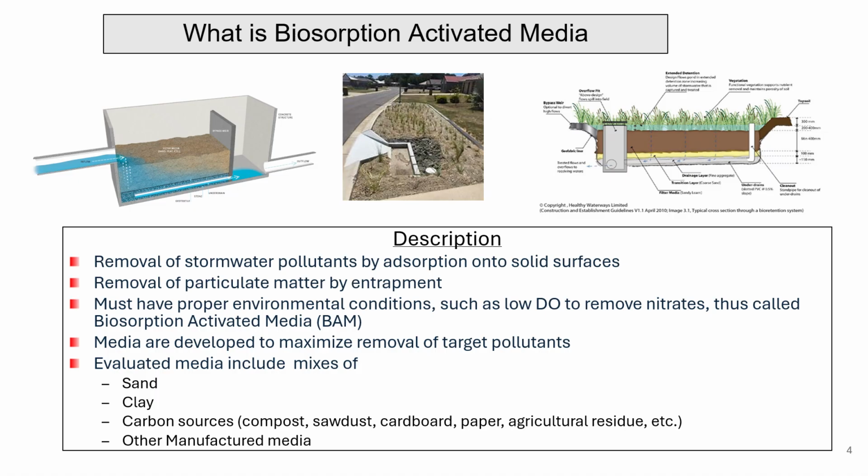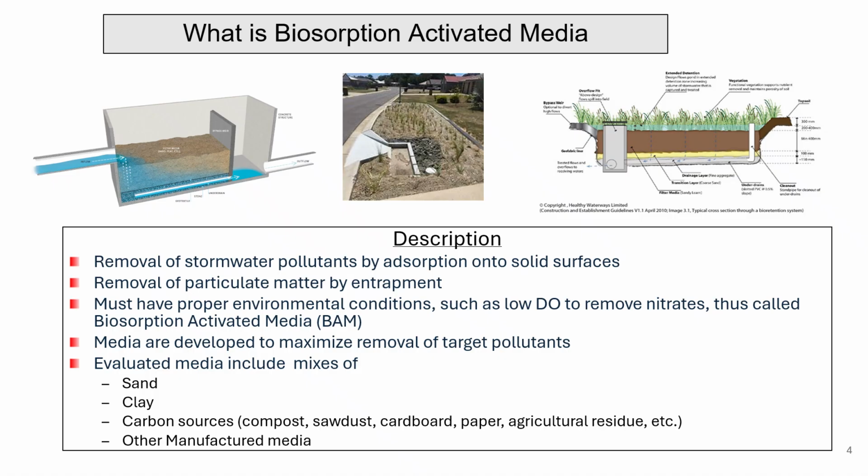Biosorption activated media, or BAM, is a stormwater treatment approach that works through two primary mechanisms. The first is adsorption, where pollutants attach and bind onto solid surfaces within the media. The second is the physical entrapment of particulate matter as water moves through the material. What makes these media specifically biosorption activated is that they must maintain the right environmental conditions to drive pollutant removal. A key example is the need for low-dissolved oxygen levels, which creates the anaerobic conditions necessary to remove nitrates through biological processes. It's that combination of the right media and the right conditions that earns the BAM designation.